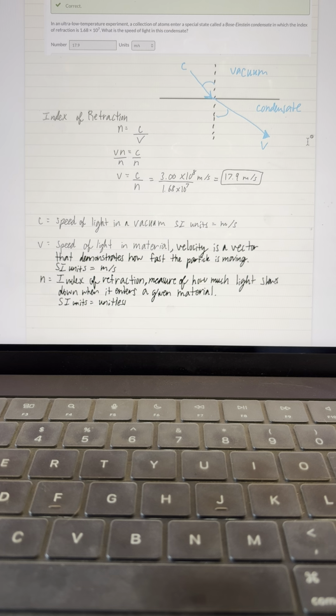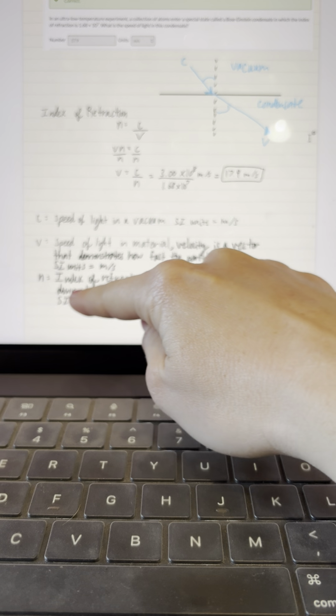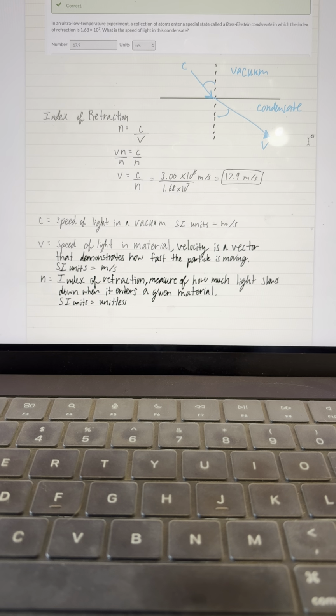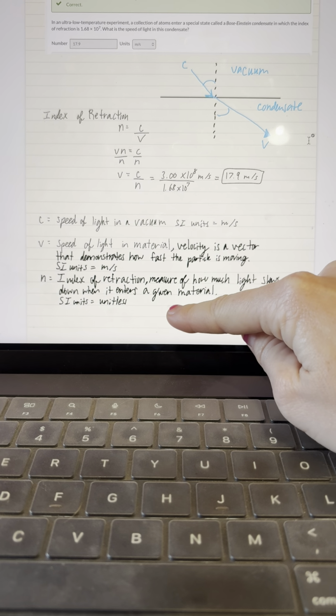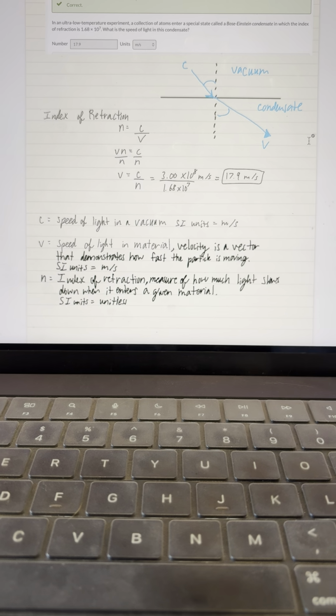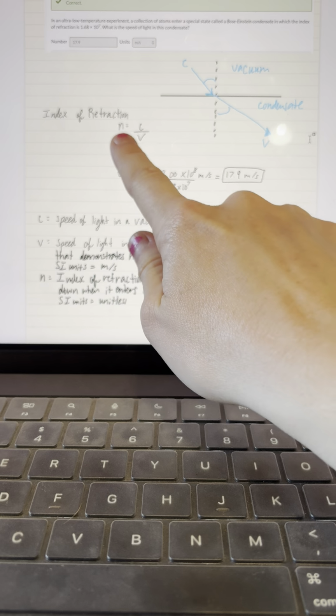And n is an index of refraction. It is a measure of how much light slows down when it enters a given material. Its SI units is unitless, which makes sense because we're dividing meters per second divided by meters per second, which would just cancel out everything to give us a unitless thing.